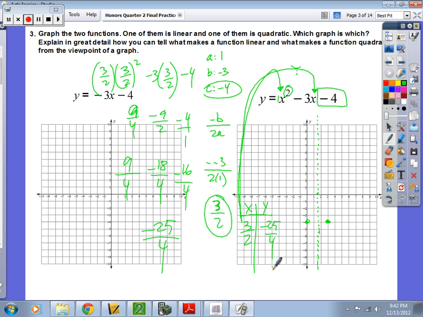Alright. So I'm going to go over 3 halves, so it's going to be on this line. Down 25 fourths. What is that? 6 1/4. So I'm going to go down 6 1/4, just a little bit past 6, not much. And your parabola is going to look something like that. It's going to go through those 2 dots. That's your vertex. That's where it's going to turn around. And we love fractions.